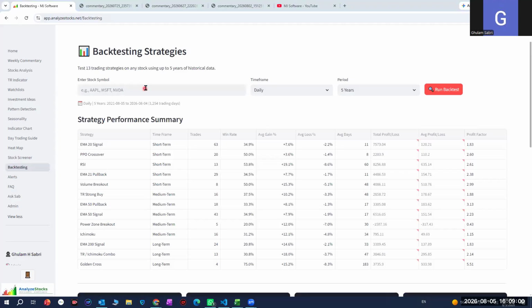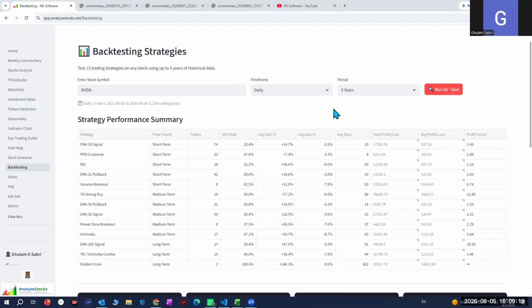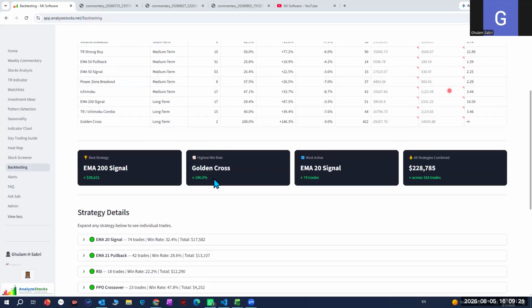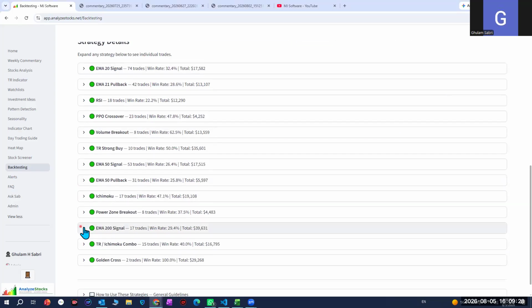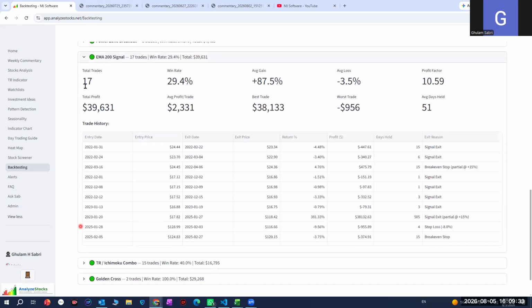Let's do this NVIDIA thing. Run the back test and see for yourself what was actually happening to NVIDIA at that time. Sorry, which is the best strategy for NVIDIA? Based on this, the best strategy is Golden Cross, but one of the best strategies is the 200 day. And whenever you want to see its history, go back here, and it tells you that for the last 5 years, it gave 17 trades.